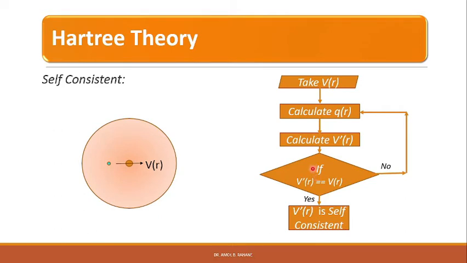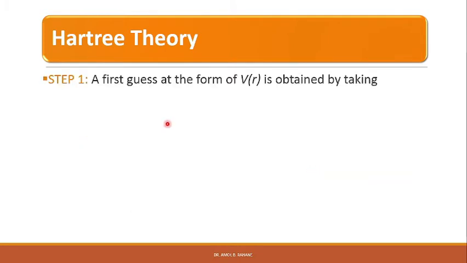So we can see the procedure in terms of the number of steps. In the first step, a first guess at the form of V of R is obtained by taking V of R equal to minus Z e squared upon 4 pi epsilon 0 r for r tending to 0. That means when the electron is close to the nucleus, we can take this kind of potential. And when the electron is far away from the nucleus, we can take the potential that is minus e squared upon 4 pi epsilon 0 r.